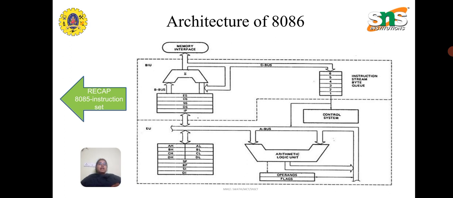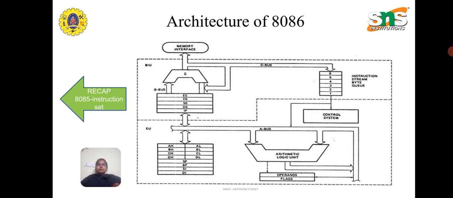And now we can discuss the architecture. So here you can see that we have a memory interface, and the architecture is basically divided into two, that is BIU and execution unit, the bus interfacing unit and the execution unit. In the execution unit you can find the arithmetic logic unit, as it performs the arithmetic and logical operations.